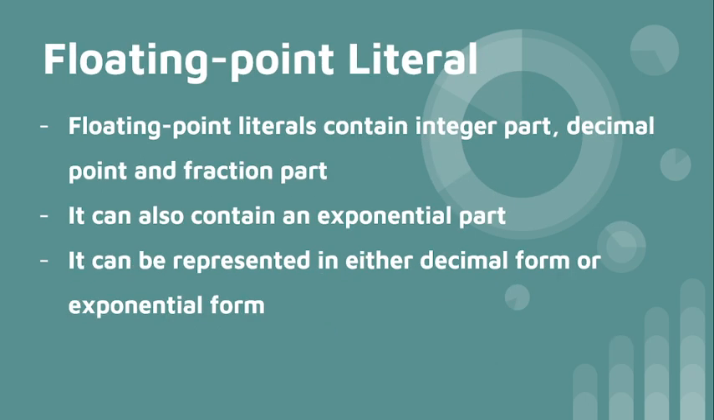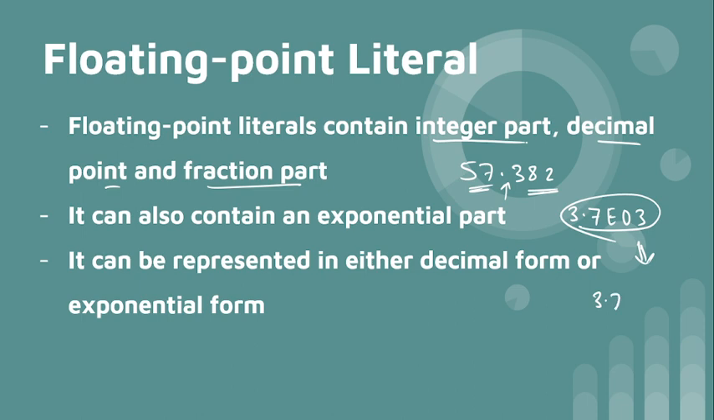Let's move on to the next, floating point literals. They are the literals which contain an integer part, a decimal point and a fraction part. For example, 57.382. This is the integer part, this is the decimal point, and this is the fraction part. Now it can also contain an exponential part. So sometimes you may get to see something like 3.7e03. You know what that is? That is actually 3.7 into 10 raised to 3, and you can understand now what that is. So it can also be stored in exponential form.